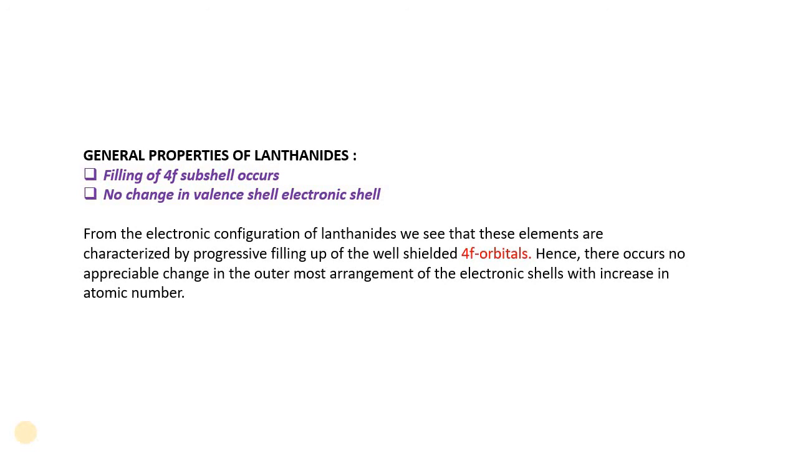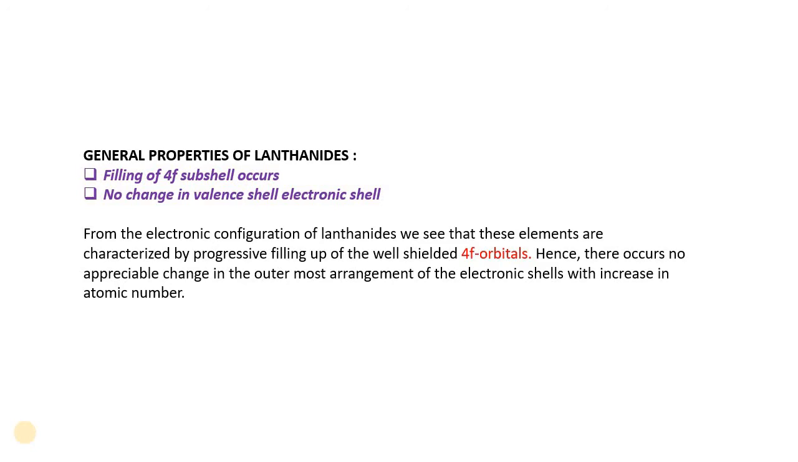Dear students, as you know, the valence shell electronic configuration decides the properties of elements. In lanthanides, the valence shell remains the same. The electrons are being filled in the third last 4f subshell. Due to the reason that the valence shell electronic configuration remains the same, all the lanthanide elements have very close physical properties as well as chemical properties.